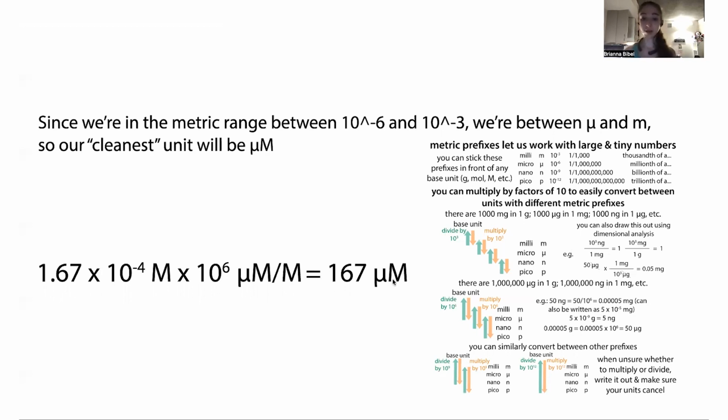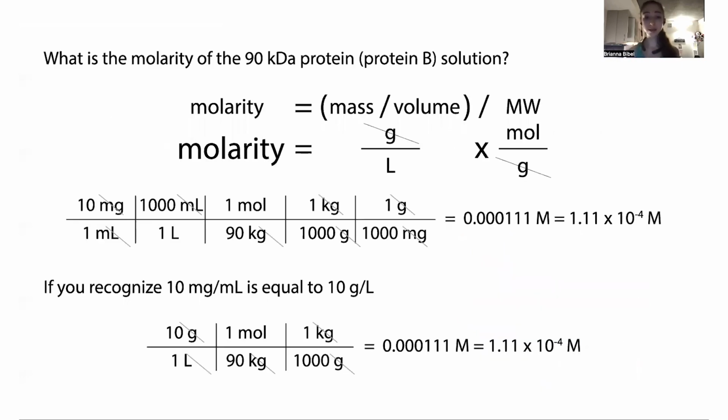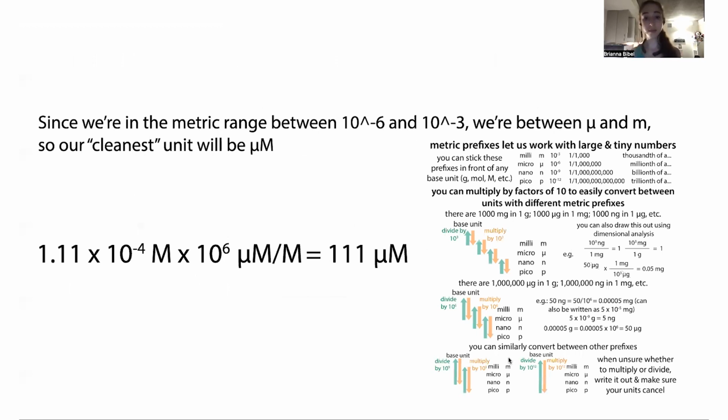And note that we're getting a bigger number because we're talking about the same amount of stuff, but in smaller units. Think of it in terms of pizza slices rather than pizza boxes. We can do the same thing for our protein B solution, but here we just have to put in 90 kilograms per mole because we have a 90 kilodalton protein, and 10 mg per mL instead of 5 mg per mL. And now we get 1.1 times 10 to the minus 4th molar, so we get 111 micromolar. And so we can see that the concentration of protein A was higher in terms of its molar concentration, even though we had a lower concentration in terms of mg per mL.